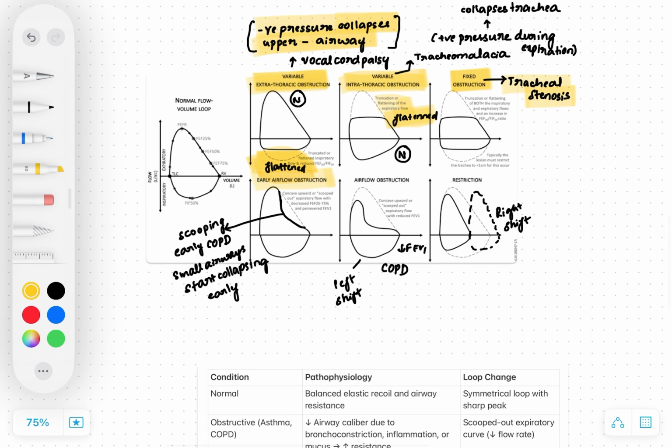Next is early airflow obstruction. This is the most important we have to know. In cases of early COPD, the thing we have to see is the forced expiratory flow rate from 25% of lung volume to 75% of lung volume, because it shows the smaller airway functionality. In early COPD, this will be reduced, showing a concave upward or scooped out shape. In completely developed COPD, we will see a much more evident scooped out curve with left shift, that is an obstructive condition. In restrictive conditions, we will see a right shift with decrease in the lung volume.